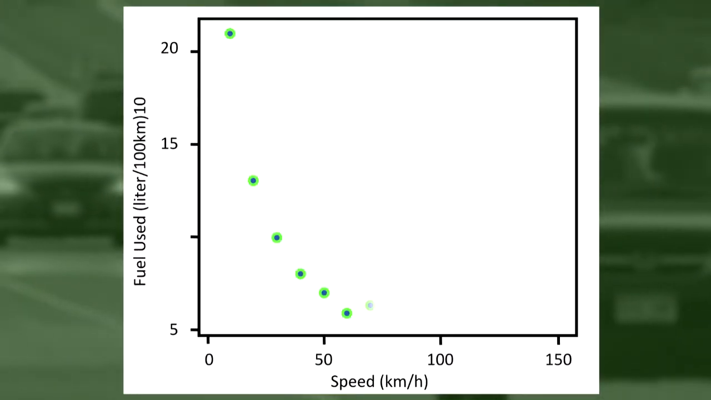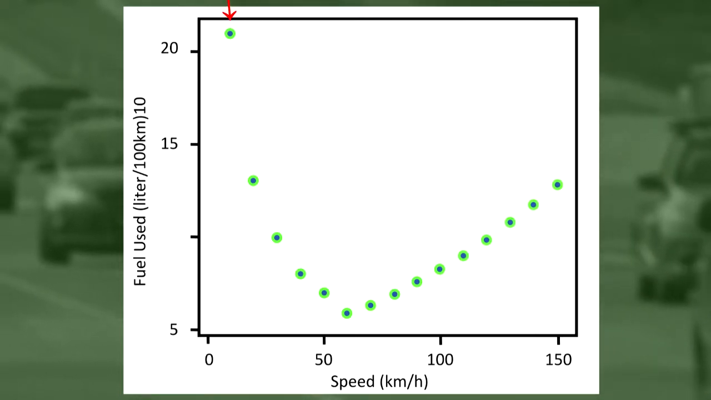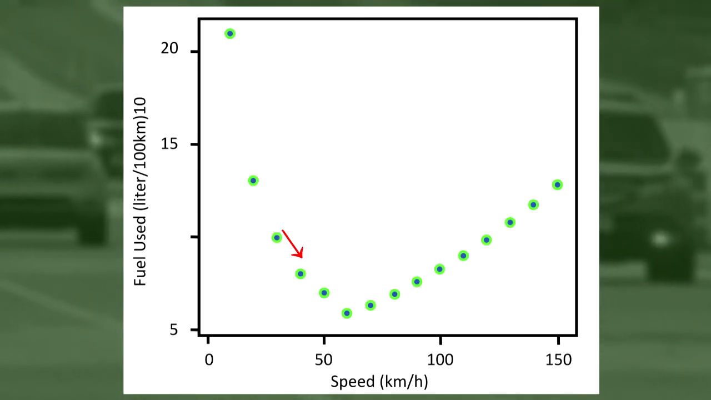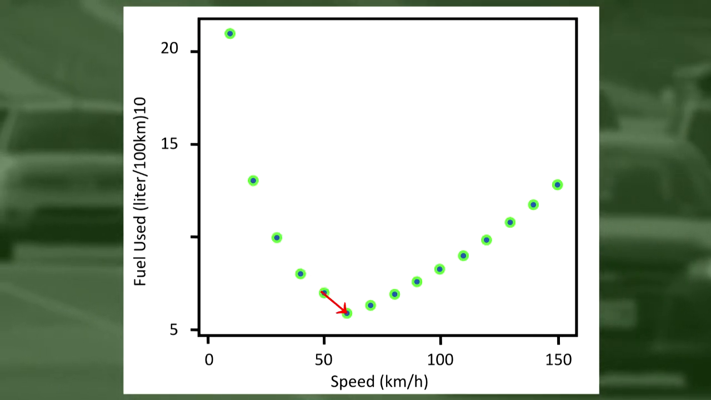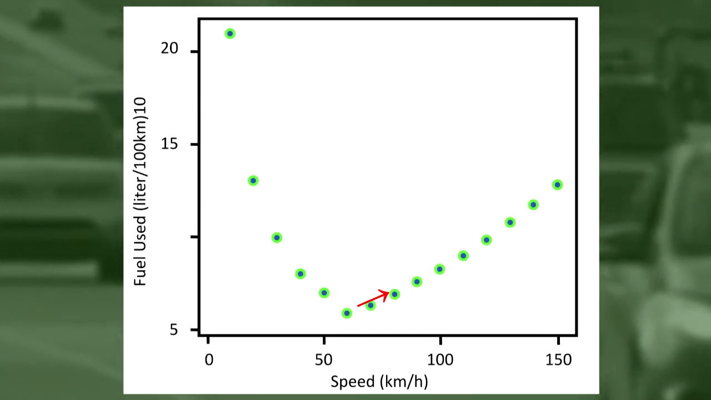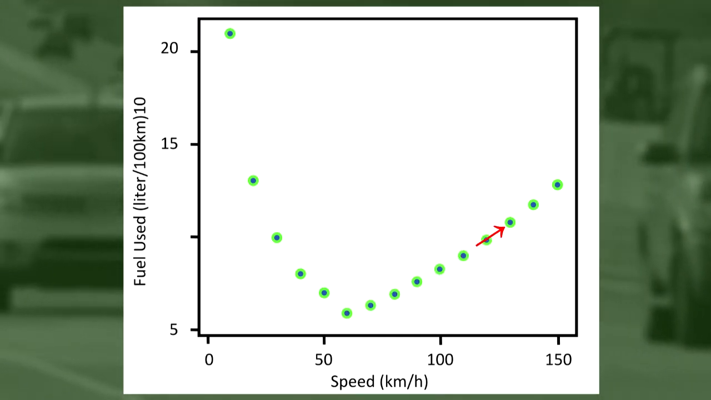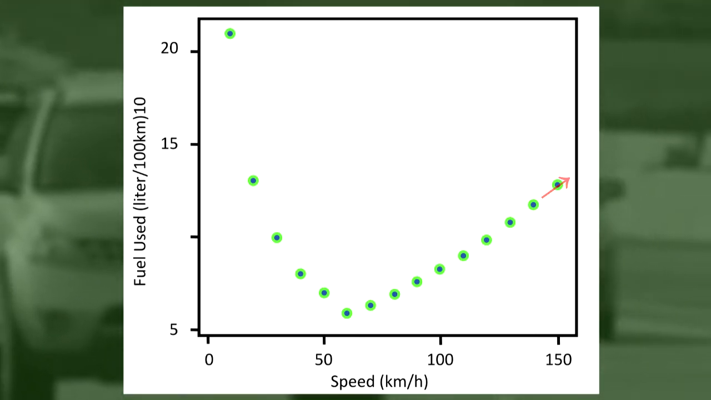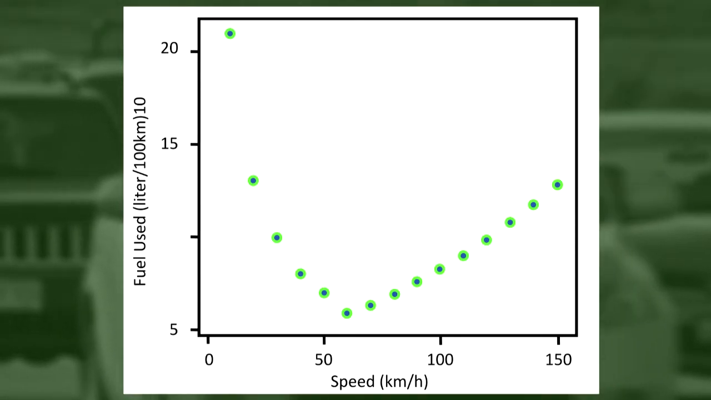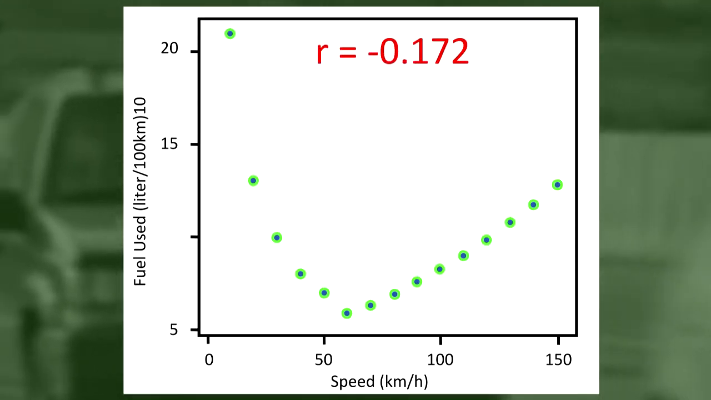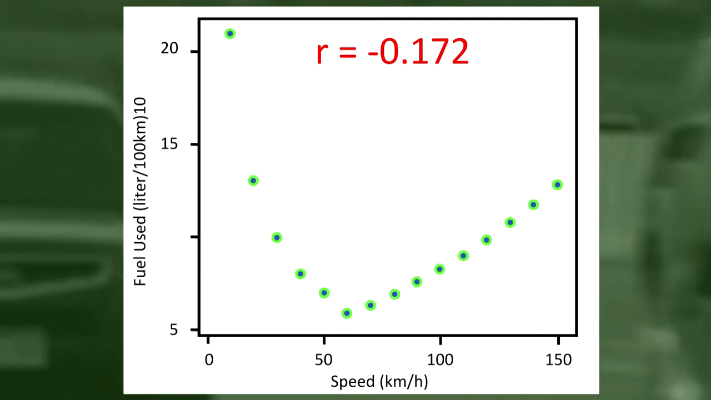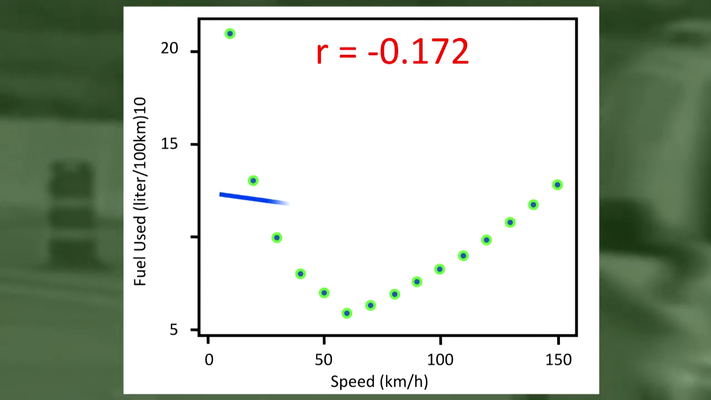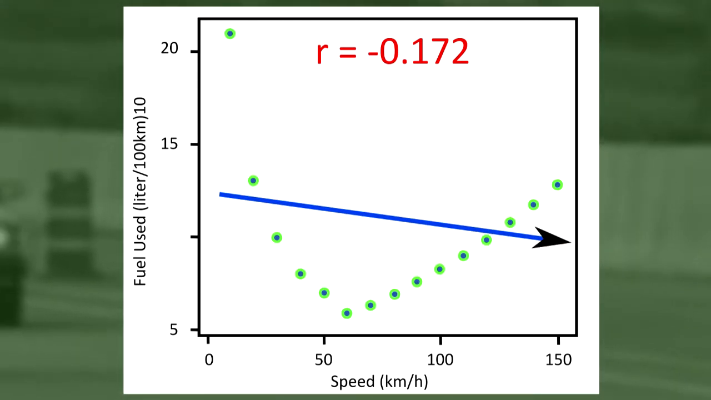Our data describes a fairly simple curvilinear relationship. The amount of fuel consumed decreases rapidly to a minimum for a car driving 60 kilometers per hour, and then increases gradually for speeds exceeding 60 kilometers per hour. The relationship is very strong as the observations seem to perfectly fit the curve. Although the relationship is strong, the correlation, R, is equal to negative 0.172 and indicates a weak linear relationship. This makes sense considering that the data fails to adhere closely to a linear form.